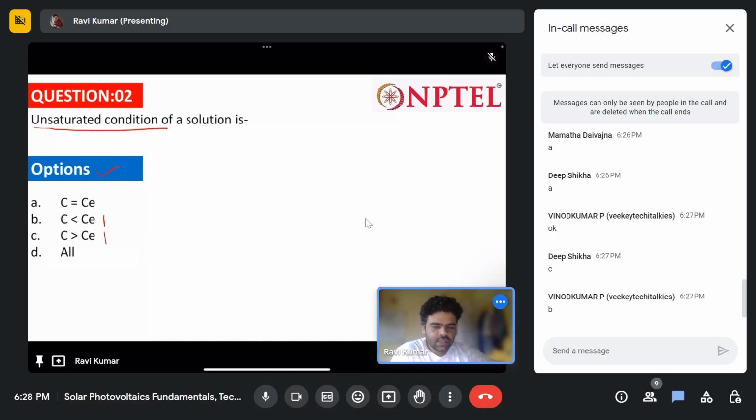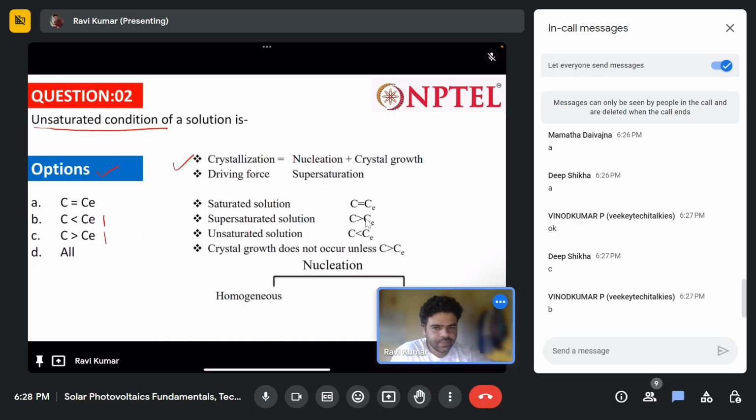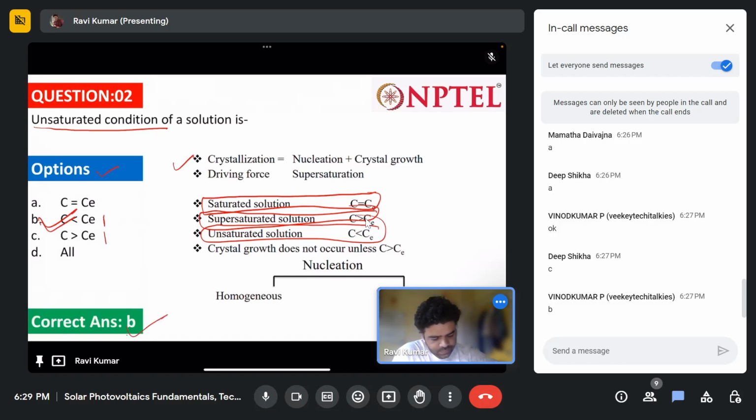Okay, see here you can see, for the saturated condition the concentration should be equal, for the supersaturated it will be more than the critical concentration, and for the unsaturated it will be less than the critical concentration. So yes, B is the answer. We know B is the correct answer.